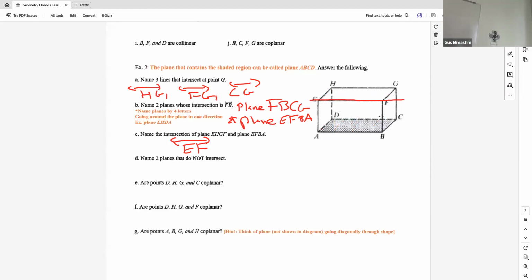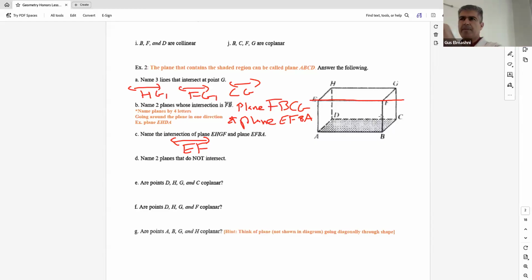Again, the one in front is EFBA. The one on top is EFGH. In two planes that do not intersect, basically the planes are parallel, kind of like that.